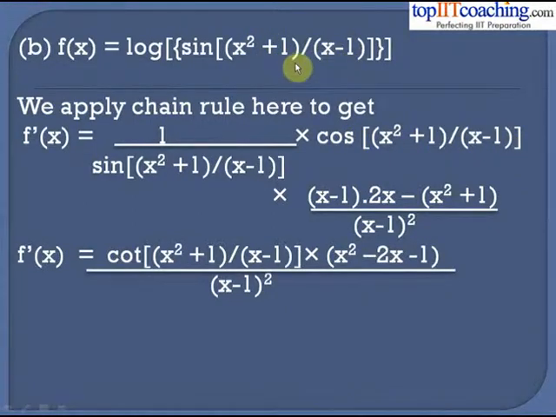and the differential coefficient of x square plus 1 divided by x minus 1 would be x minus 1 into 2x minus x square plus 1 divided by x minus 1 whole square. So as such, this expression is nothing but cot of x square plus 1 divided by x minus 1 into this expression reduces to x square minus 2x minus 1, and we have x minus 1 whole square in the denominator. So f dash x would be equal to cot of x square plus 1 divided by x minus 1 into x square minus 2x minus 1 whole divided by x minus 1 whole square.